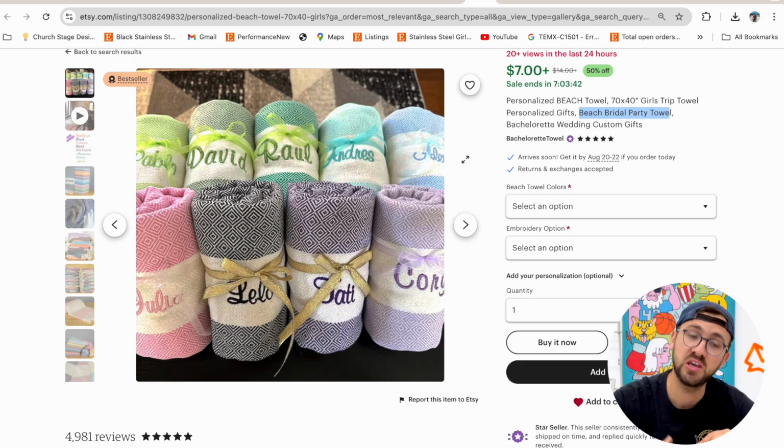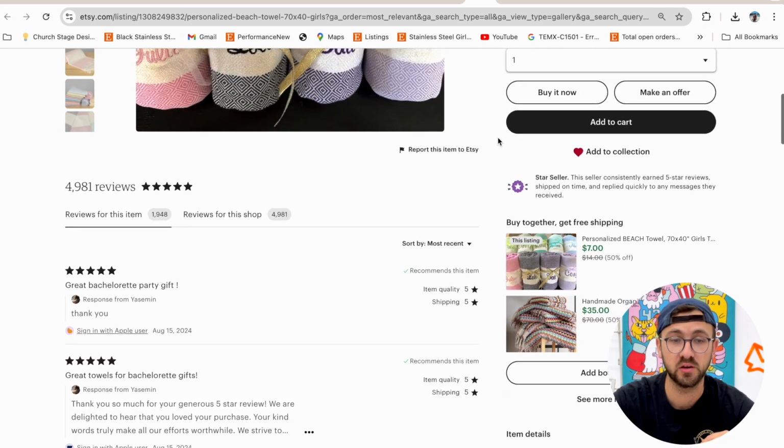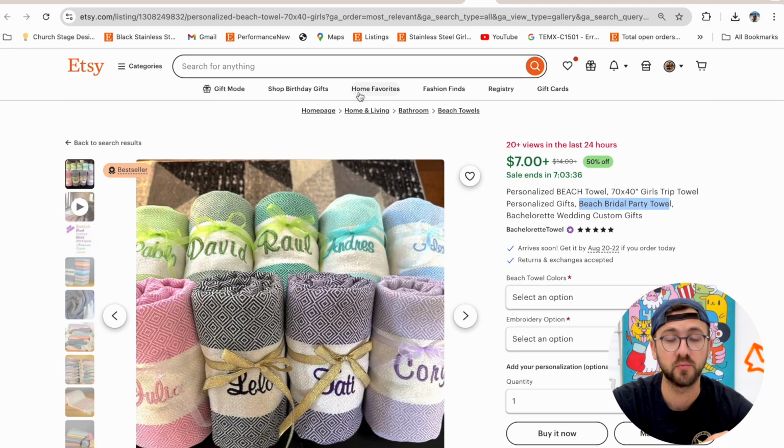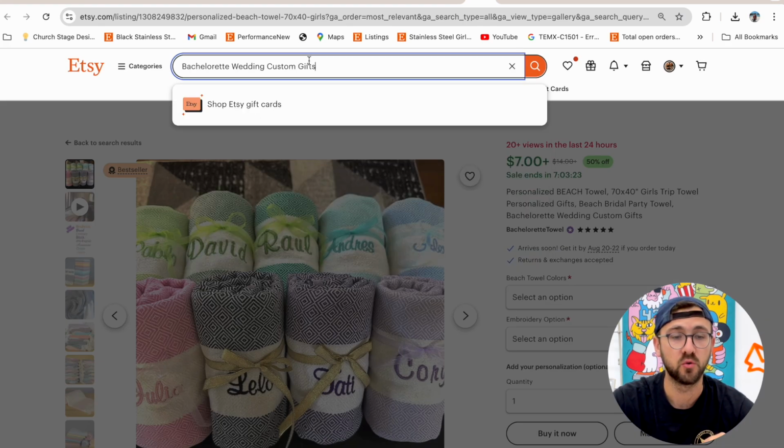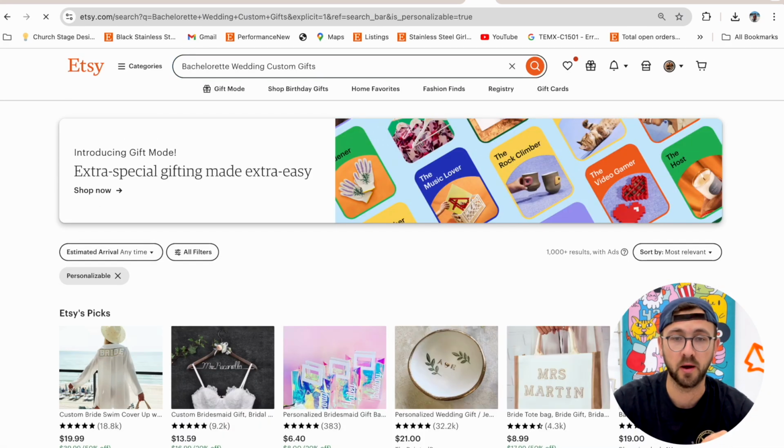Keyword research, saying which keywords are doing well here. So we need to know how much volume of people are buying this kind of stuff. So what we're going to do is bachelorette wedding gifts. So this is what the event is for, right? This product is for. So we're going to copy that. We're going to paste this. We don't really care about what pops up.